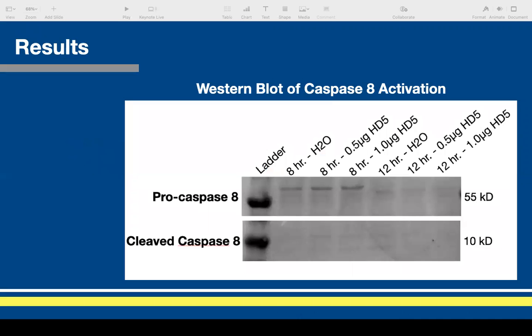Shown here on the screen is the result of a Western blot. As you can see, this top line is the banding for pro-caspase 8, which is our inactive caspase, and it appears around 55 kilodaltons. The bottom band, which is a little fainter, is a band for our cleaved caspase 8, which is our activated caspase 8, and it appears around 10 kilodaltons. The first 3 samples past the ladder are 8 hours, and the remaining 3 are 12-hour time period samples.